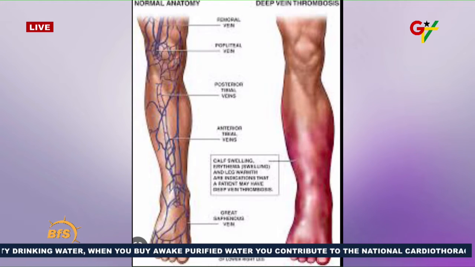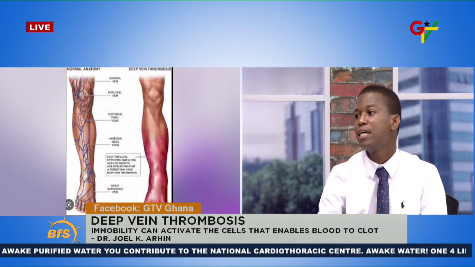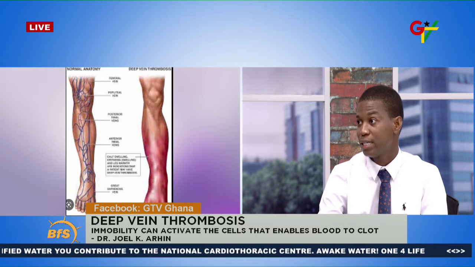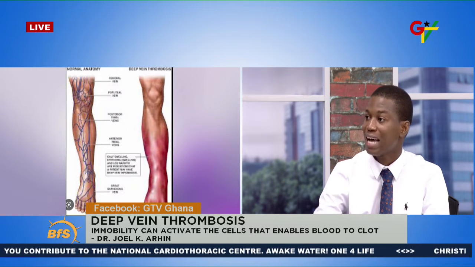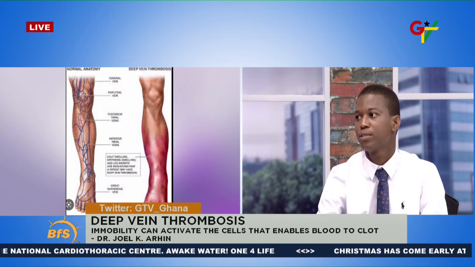And then there are some people that will not show any leg symptoms, but they'll go to the hospital suddenly with difficulty in breathing, because at that point the DVT has been complicated by an embolus. So the clot has moved from the leg to the lungs, and then it's causing issues.